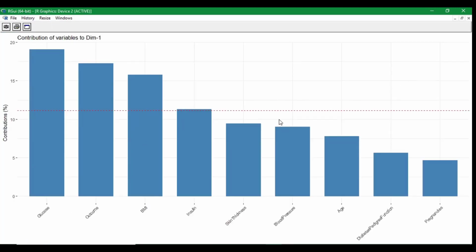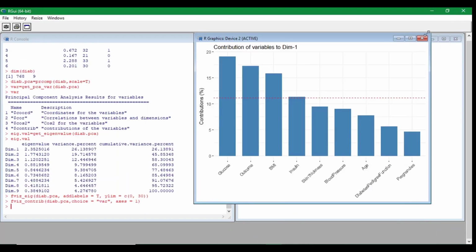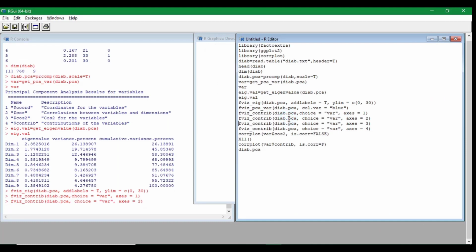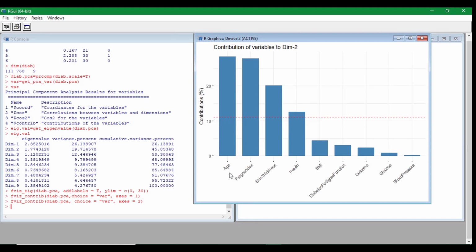So in dimension 1, we can see that glucose, the outcome if a person has diabetes, and the body mass index and insulin contribute the most to principal component 1. Now, if we take a look at principal component 2, we can see that age, pregnancy, skin thickness, and insulin are the main contributors, increasing the total variation in dimension 1.